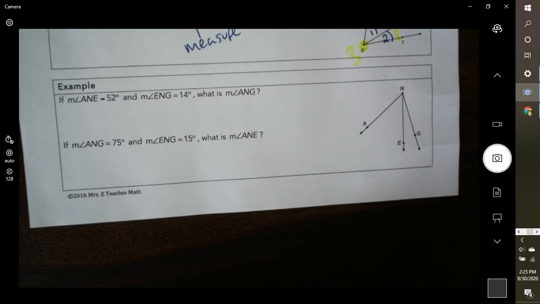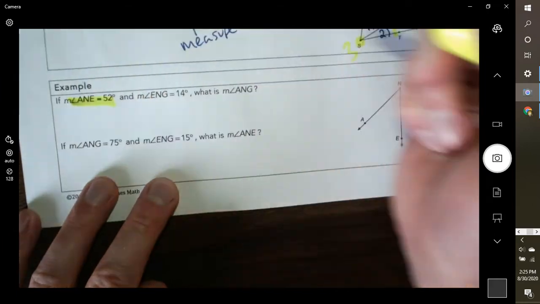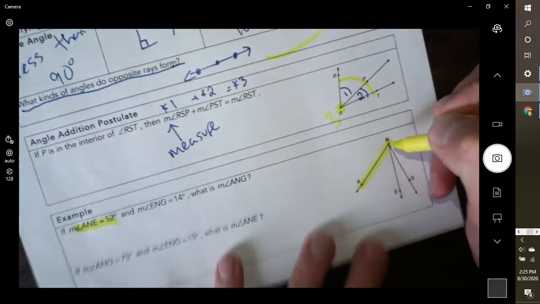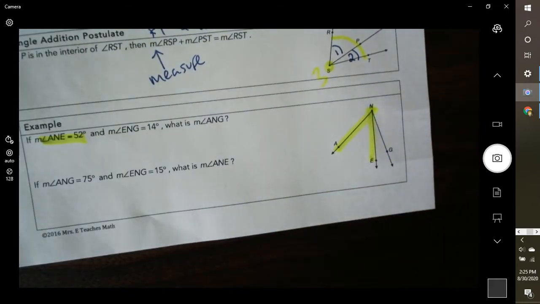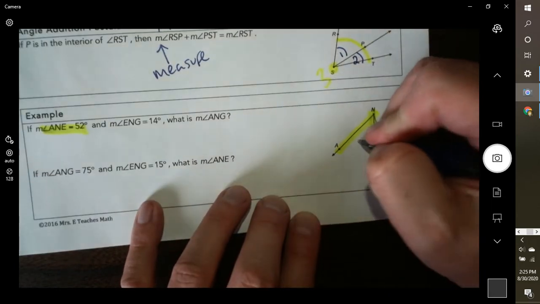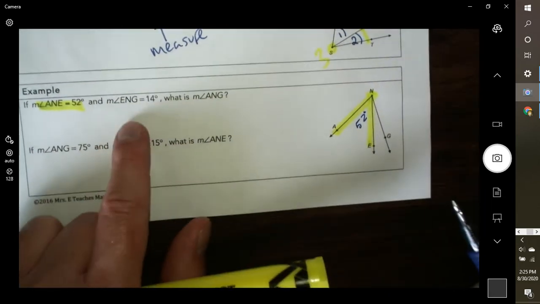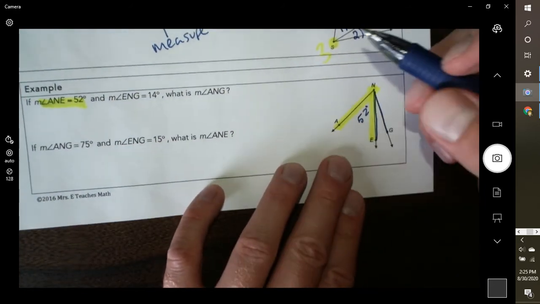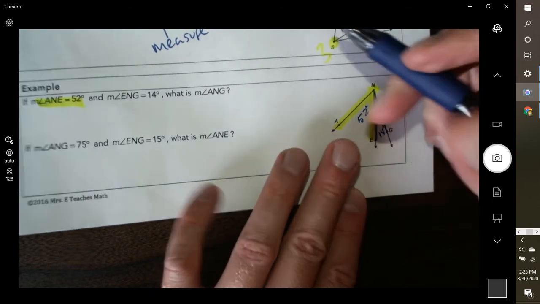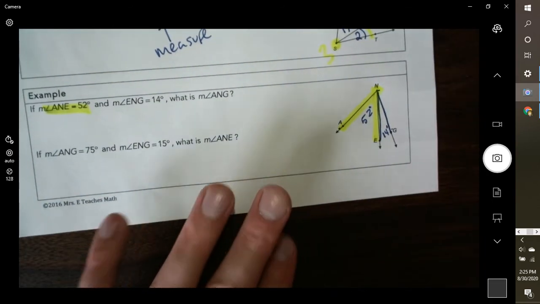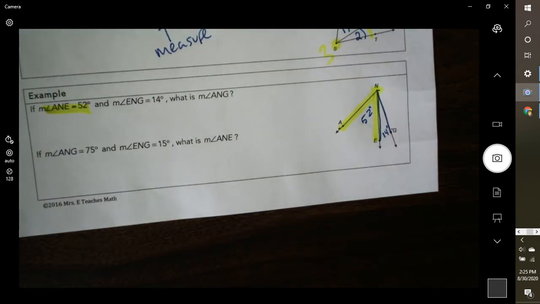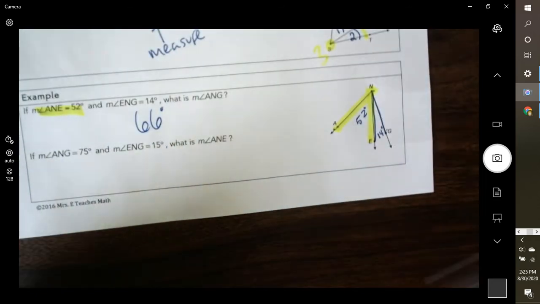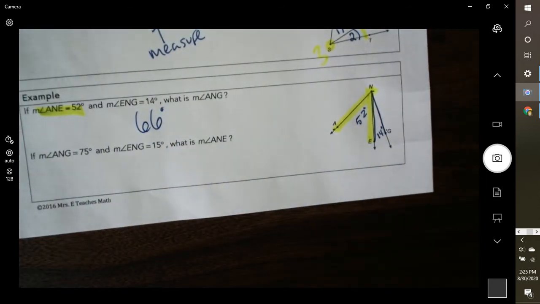All right, last one on this side. If the measurement of angle ANE is 52 degrees, make sure you just follow those along. We say that's 52 degrees. And the measurement of ENG is 14. What is ANG? What is the whole thing? So 52 plus 14, I'm going for 66 here. And we're just adding those two together. Let's see what this last one says.